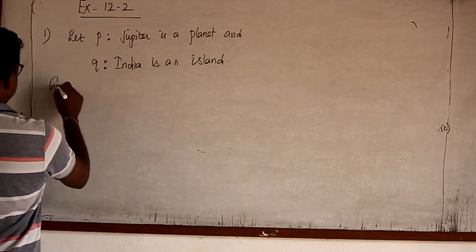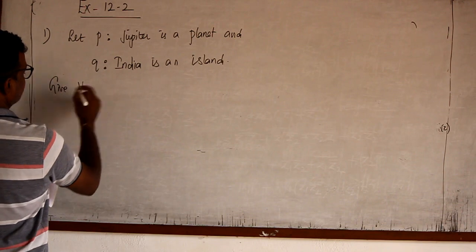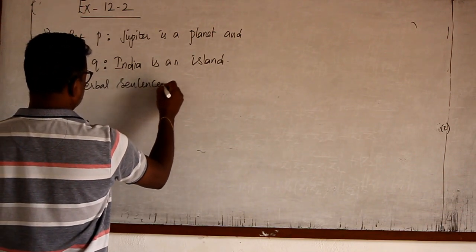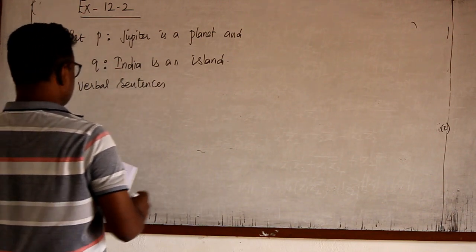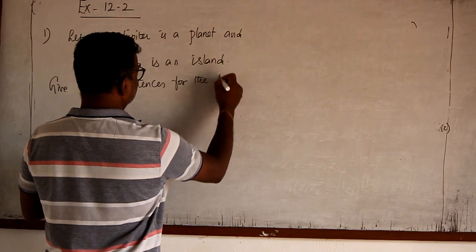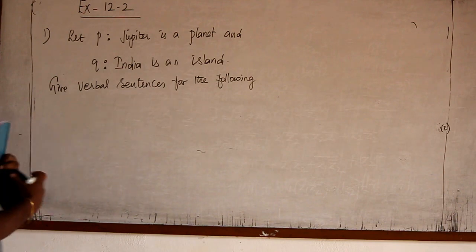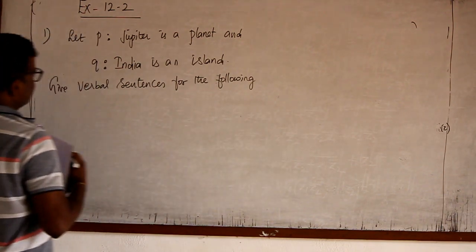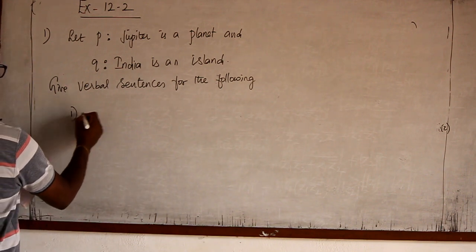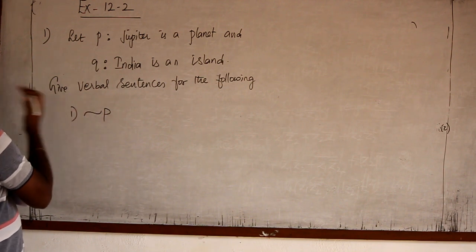Give verbal sentences. That means I must give it in sentences, for the following. You can easily follow. No need of having any introduction. We can straightly understand. First question. Negation of P. The book will follow some symbols, but we can follow this.